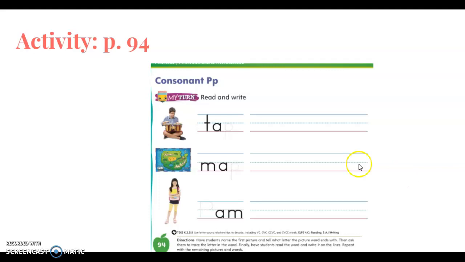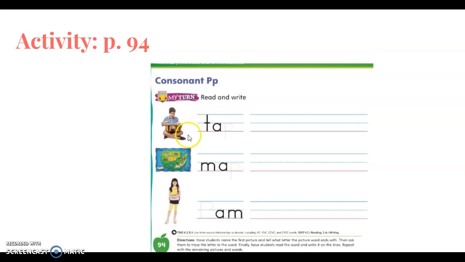Your job today is on page 94 in your student journal. Consonant P, you're going to read and write. So you're going to look at the picture and you're going to put the ending sound P or the beginning sound P. So we're going to work on these together.